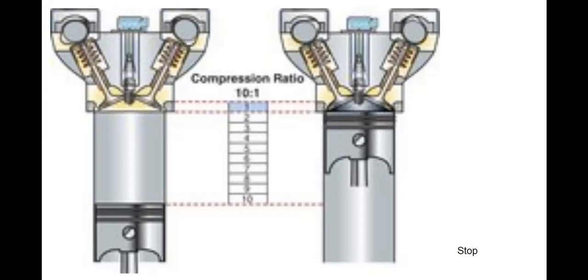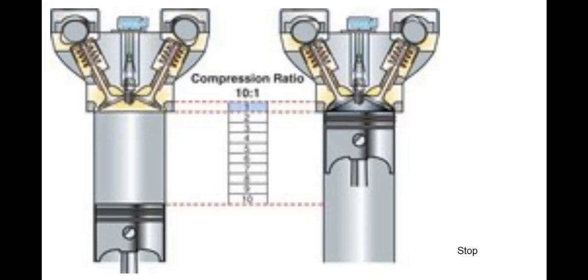That can be changed easily by adjusting the type of piston you're using, whether it's concave, flat, or domed, because any of those changes would affect the size of the combustion chamber.